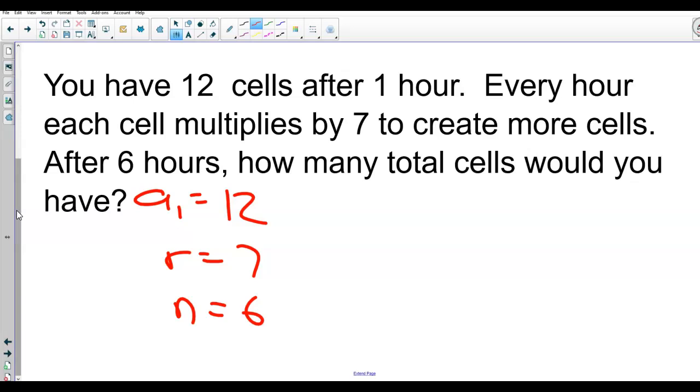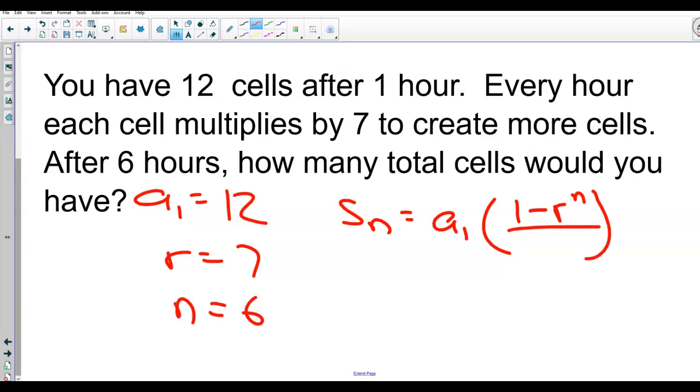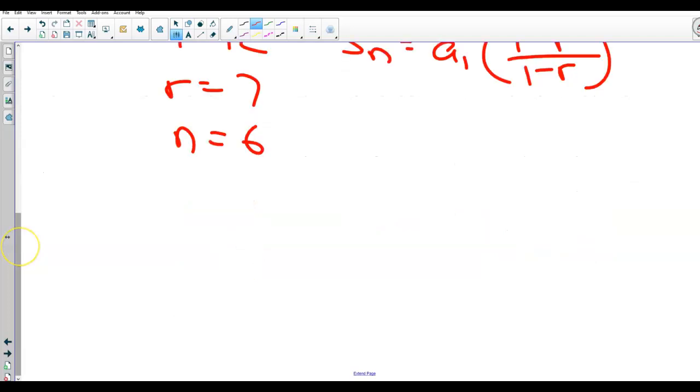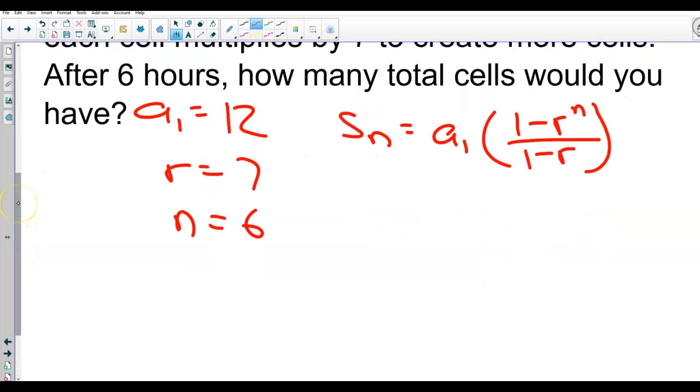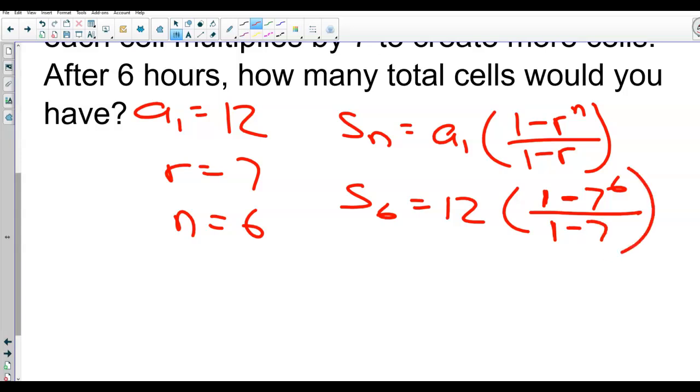So the formula being this, if I want to get the total amount of cells after 6 hours, it's A1 times (1 minus R to the N) over (1 minus R). And we're literally just plugging it into a formula. So, after 6 hours, my A1 was 12. 1 minus 7 to the 6th power over 1 minus 7. And that's what you're putting in your calculator.